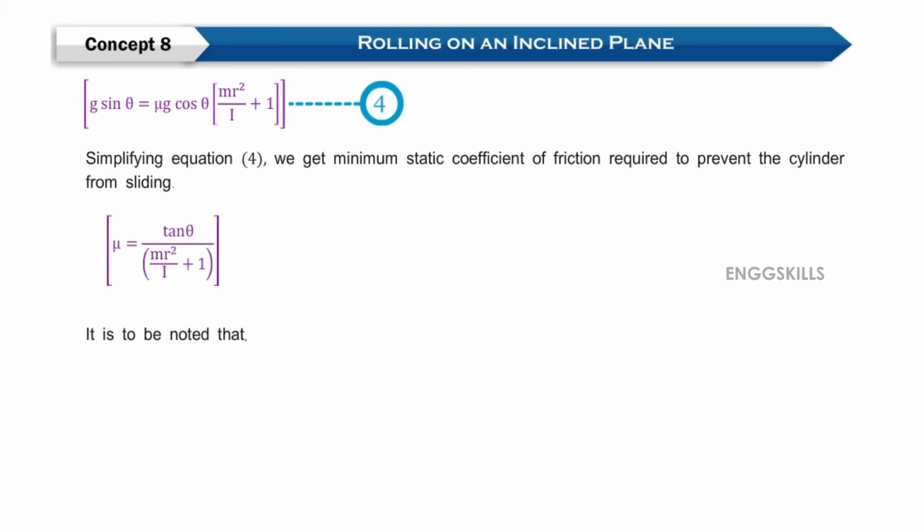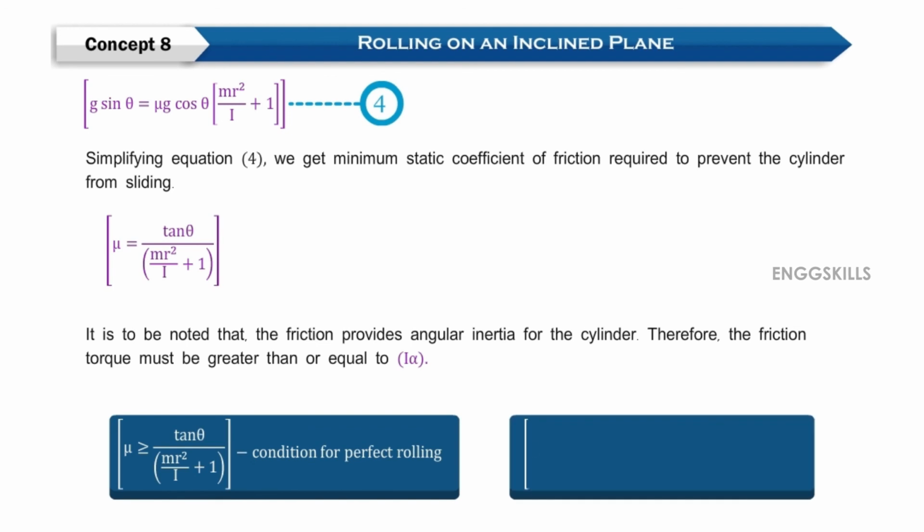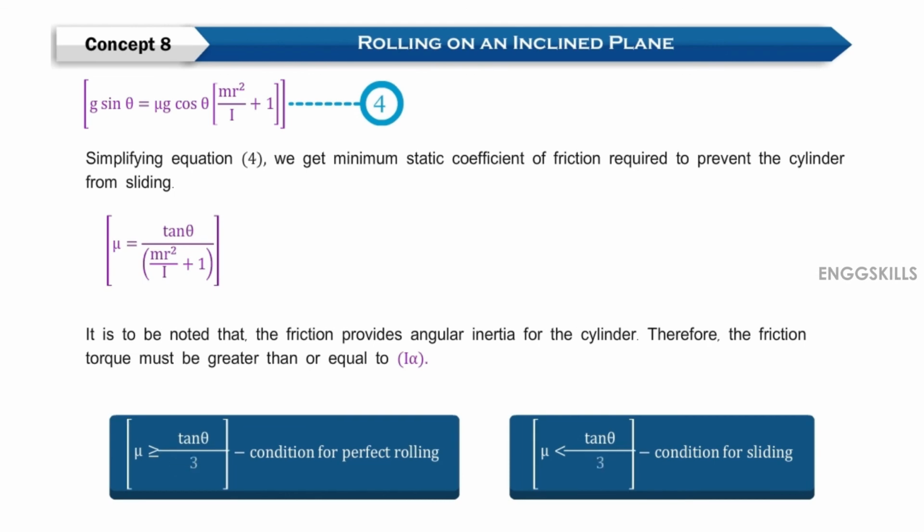It is to be noted that the friction provides angular inertia for the cylinder. Therefore, the friction torque must be greater than or equal to I alpha. Therefore, the condition for perfect rolling and condition for sliding are as shown. In this expression, substituting the value for mr square by I to be 2, we have tan theta divided by 2 plus 1, and simplifying, we get tan theta by 3.